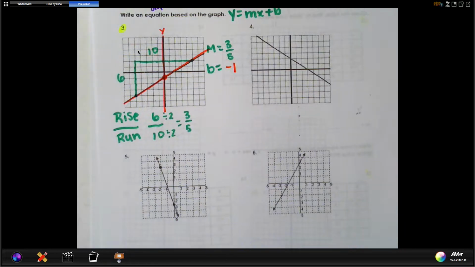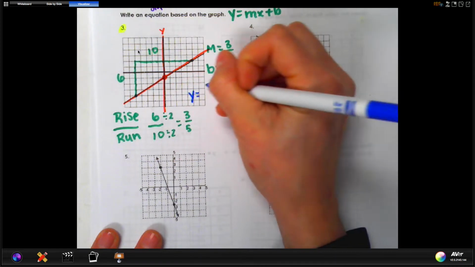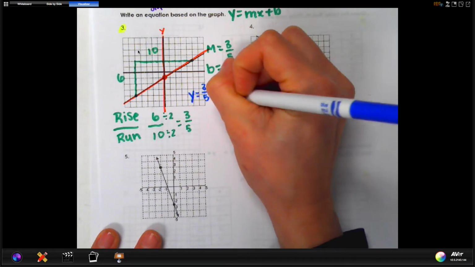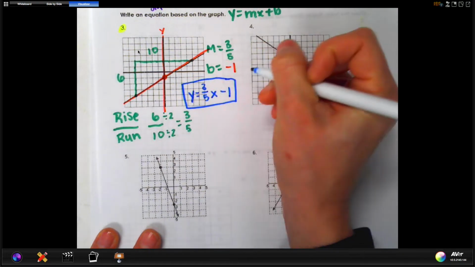Now, you have everything you need. All you have to do to answer the question now is write it in an equation. So the equation would be y equals 3 over 5x minus 1. And this would be the final answer that you would want.